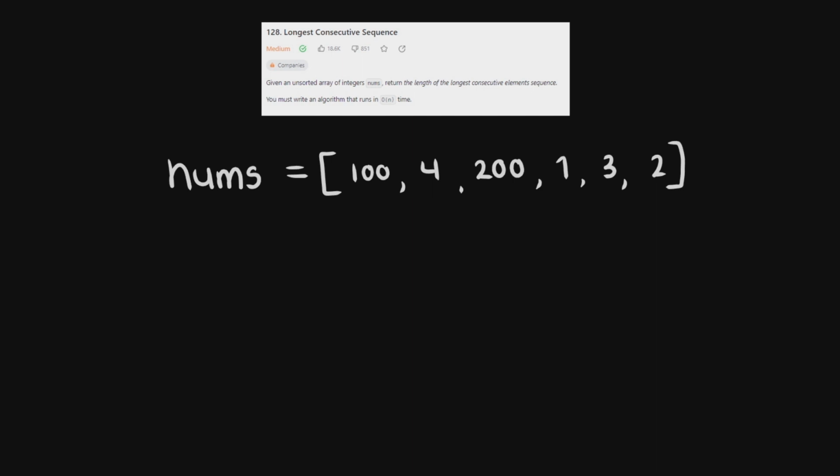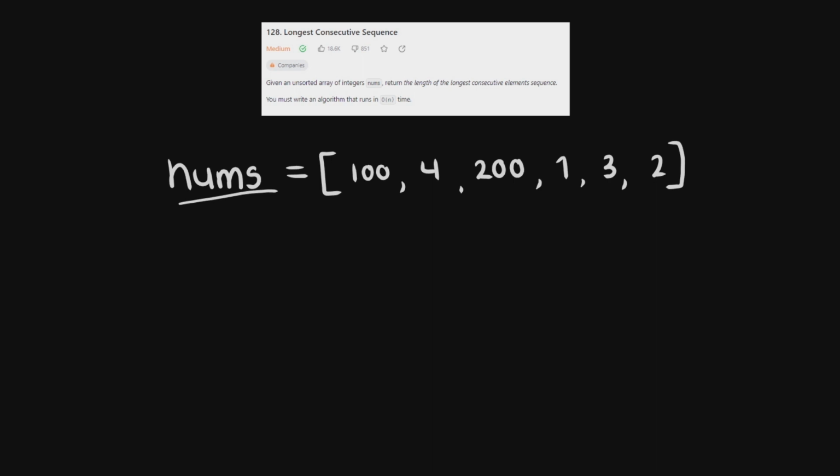LeetCode number 128, longest consecutive sequence. For this problem, we're given an unsorted array of integers called nums, and we want to return the length of the longest consecutive element sequence. And we have to ensure that the algorithm that we develop is going to run in big O of n time. So what is meant by the longest consecutive element sequence?